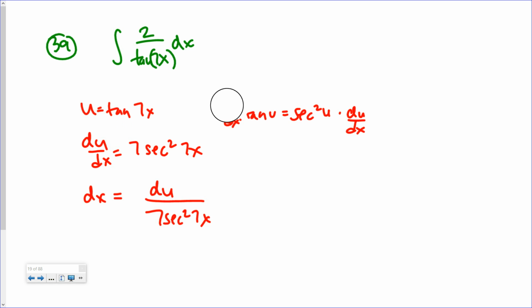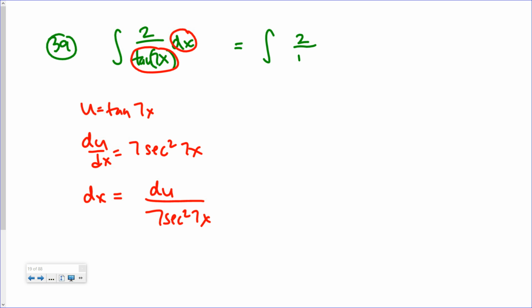All right, so I'm going to substitute two things. What two things am I going to substitute? My dx and my u. And so what I get here is an integral of 2 over u times du over 7 secant squared 7x. And then I ask myself the question, do my x's cancel out? I've got a secant squared 7x over here. Does it cancel out with anything? No, it doesn't. So this is not the right u, or I did something wrong. It's not the right u. I need to choose something else for u. What else could I choose for u?